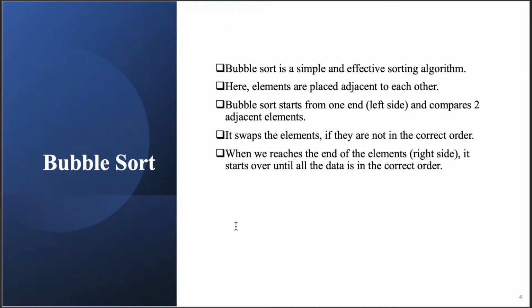Bubble sort is a simple and effective algorithm. Here, elements are placed adjacent to each other. Bubble sort starts from one end and compares two adjacent elements. It swaps the elements if they are not in the correct order. When we reach the end of the elements, that is the right side, it starts over until all the data is in the correct order. Bubble sort starts from the left end.